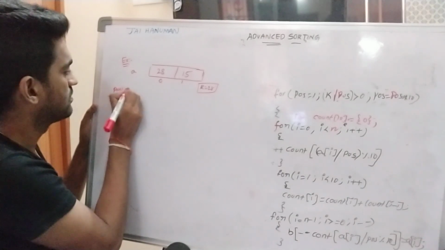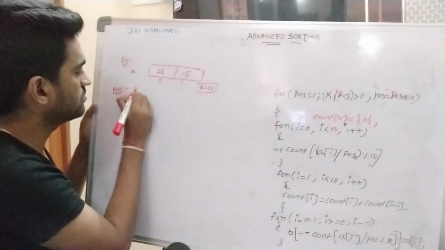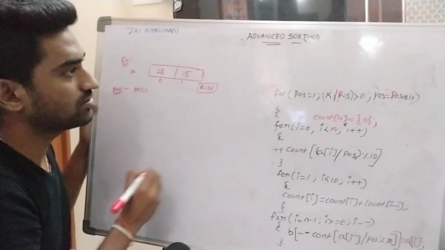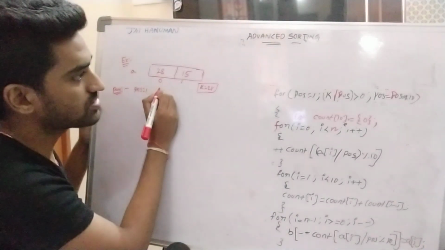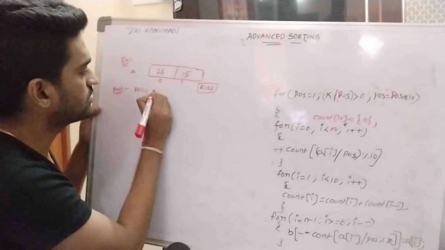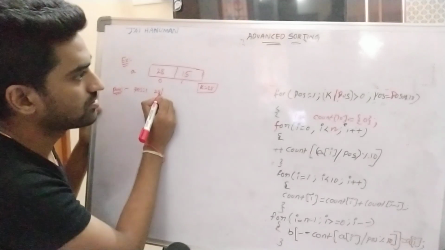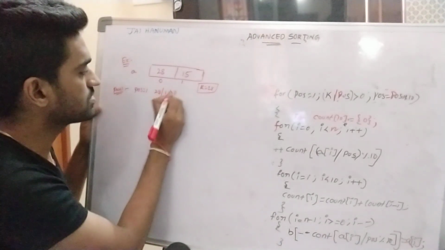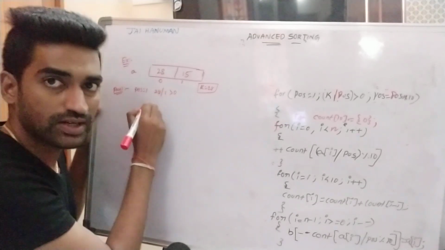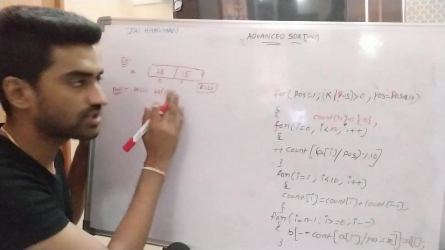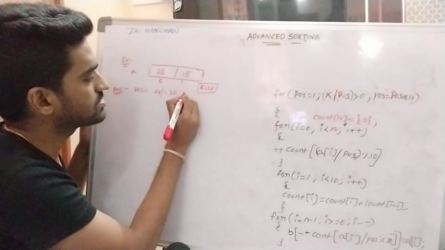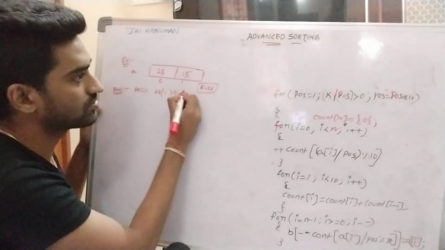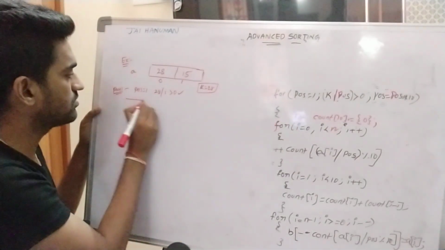Pass 1. In pass 1, position is equal to 1. So k by position is 28 by 1, which is 28. 28 greater than 0, that is true. So we can continue this process.